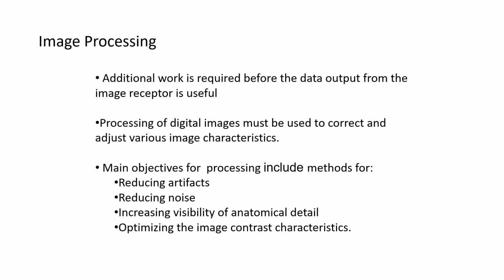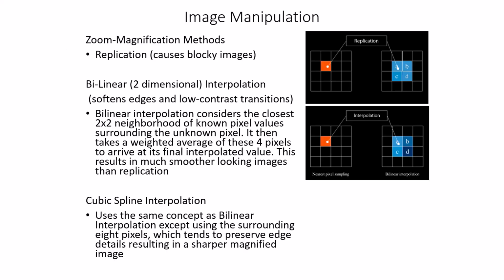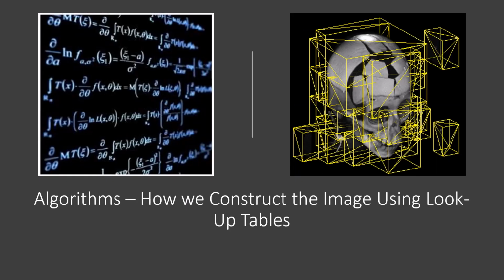With image processing, additional work is required before the output data from the image receptor is actually useful. Processing of digital images must be used to correct and adjust various image characteristics. Not only can we adjust contrast and brightness, but we can also zoom and magnify our images using image manipulation and by changing the number of pixels within a kernel.